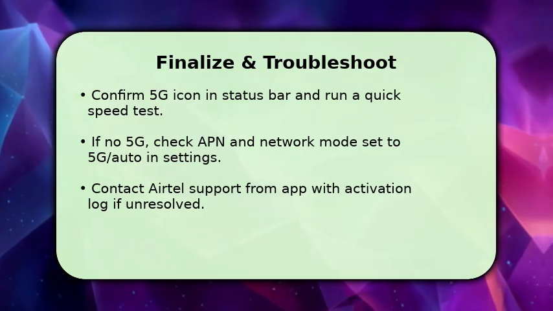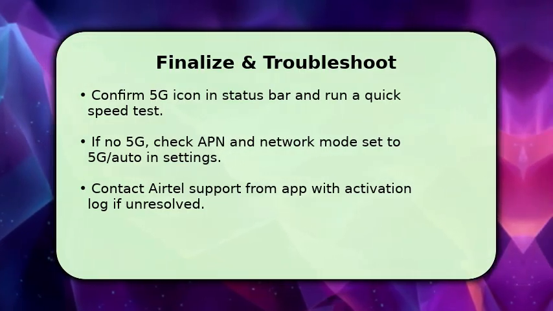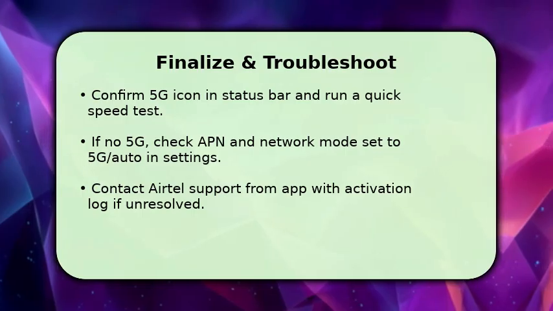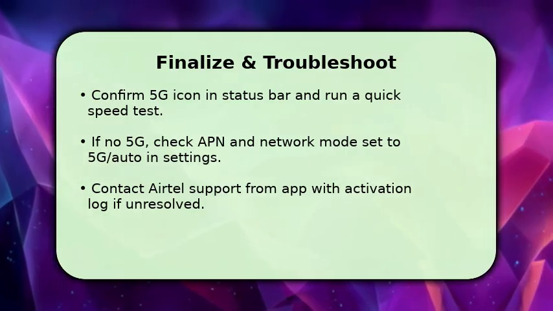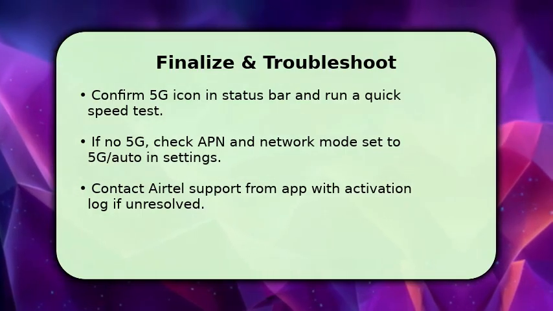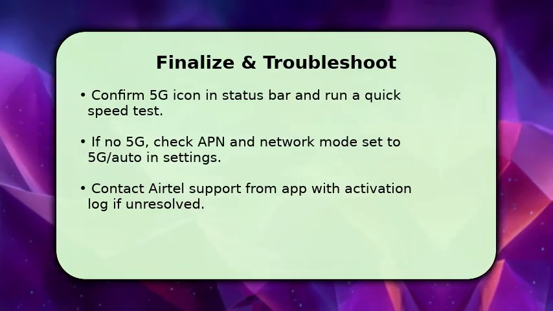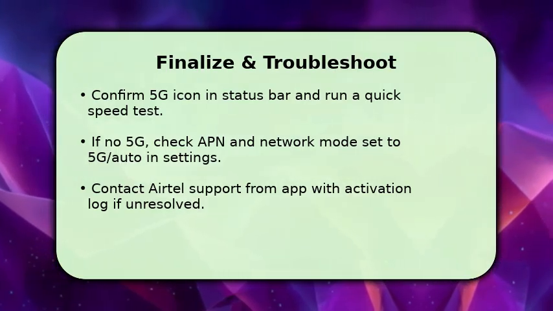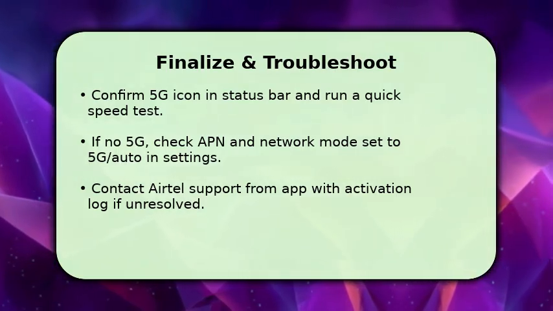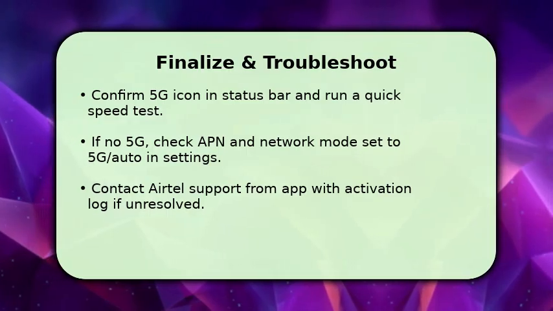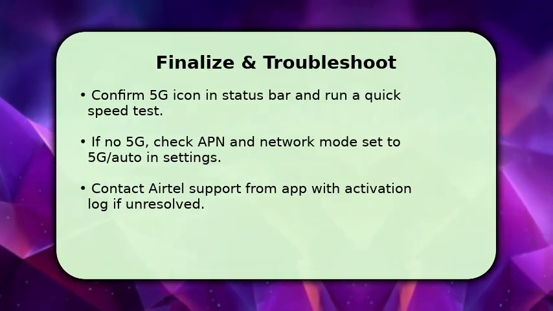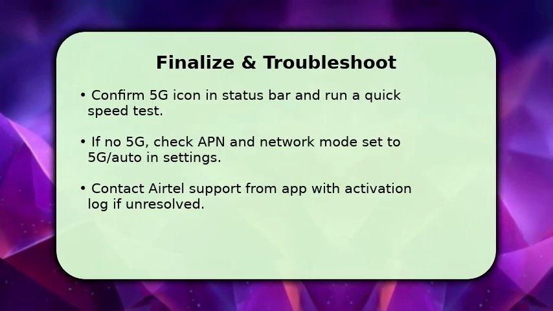This proves provisioning worked. If you don't see 5G, make sure network mode is set to 5G or auto in cellular settings, and that APN settings weren't altered. Those control data routing. As a key troubleshooting tip, clear the app cache and retry activation, or use the in-app support chat to send the activation log to Airtel. They can push provisioning from their side.